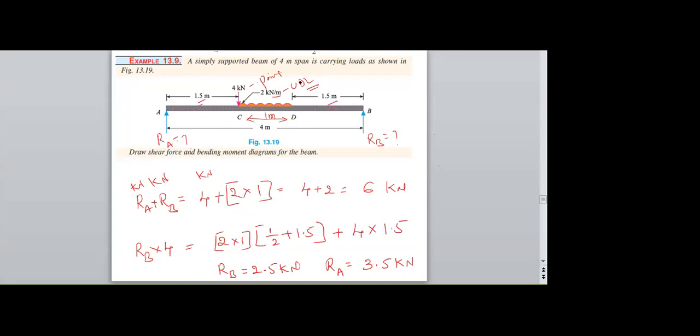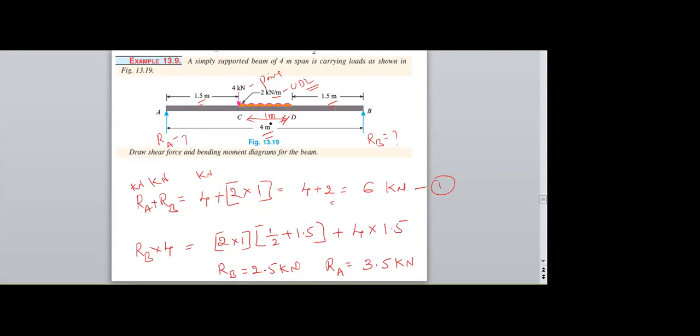Therefore, adding these, we'll get 3. The total length of the span is 4. So 4 minus 3 gives 1 meter. So 2 into 1, again it becomes 2. Therefore, RA plus RB is equal to 6 kilonewton. This is the first equilibrium condition.